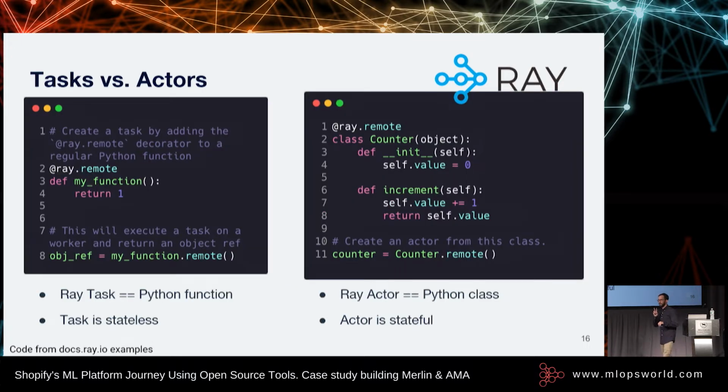Two primitives that are important to recognize in Ray are tasks and actors. A Ray task is basically a Python function, like we just saw. And then we just decorate it with the ray.remote. And a Ray actor is a Python class that, again, we decorate with the ray.remote. The main difference between them is that while a task is stateless, an actor is stateful.